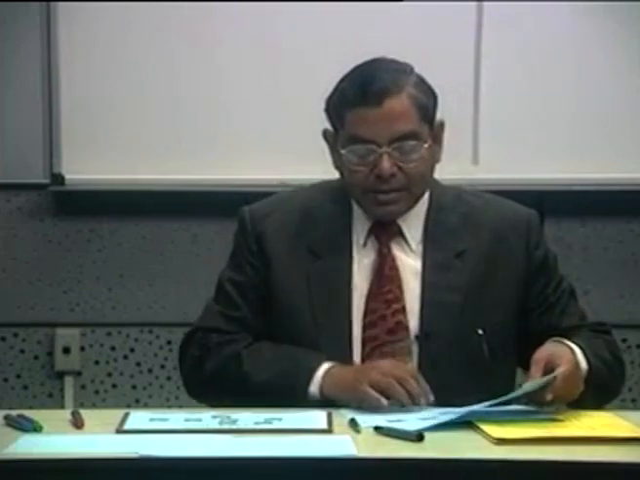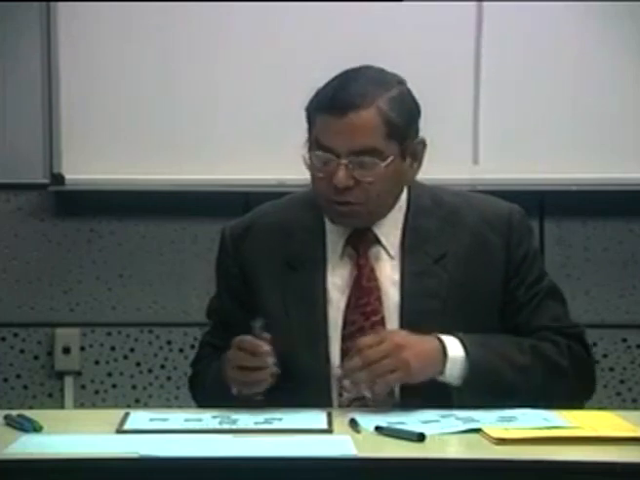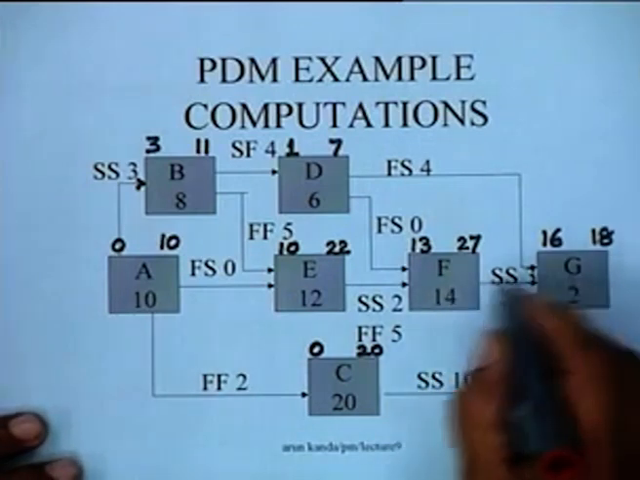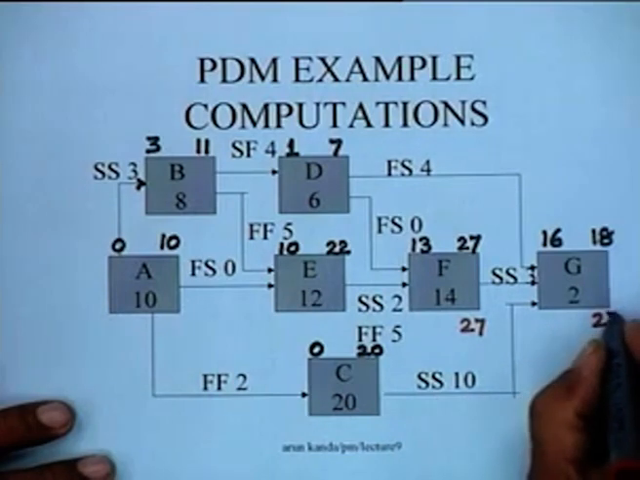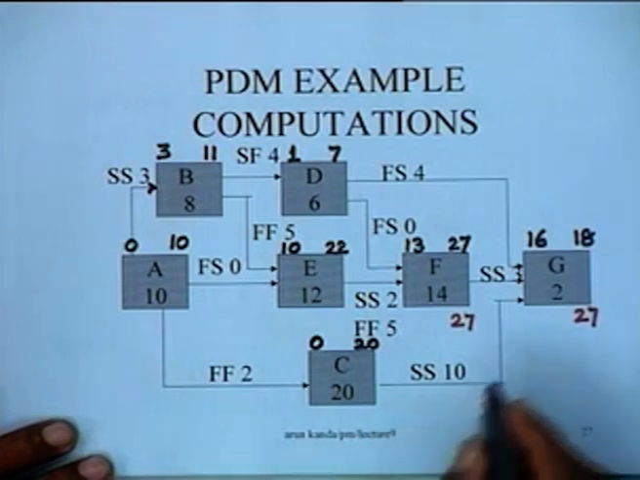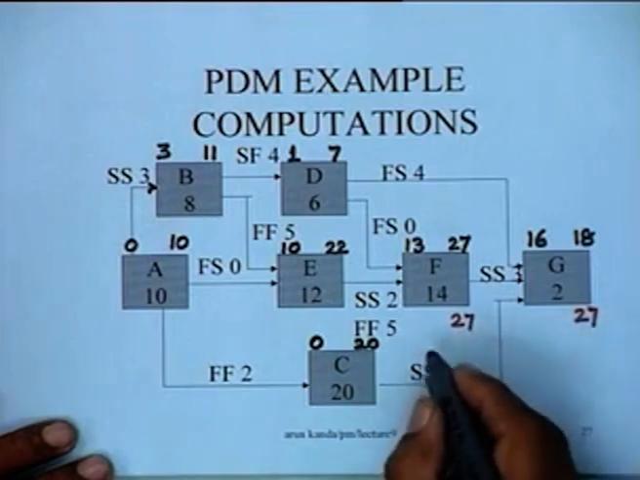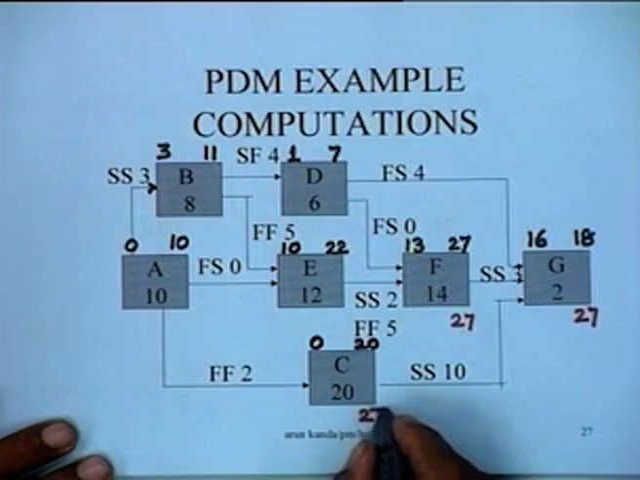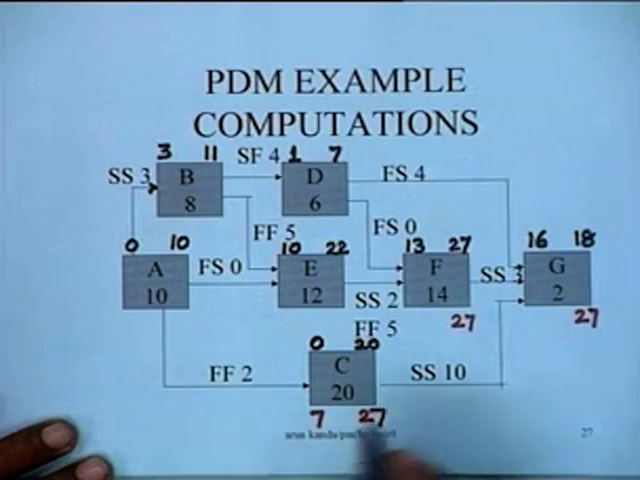Now we can also do a backward pass by a similar logic. You have to consider all the constraints, but for initialization, these are the 2 terminal activities. So you will put 27 here and 27 here. That is, the latest finish time of all these activities will be taken as 27. If we put 27 here and continue this process, you find that the late finish of this is 27, and the late start time of this particular activity is 7.